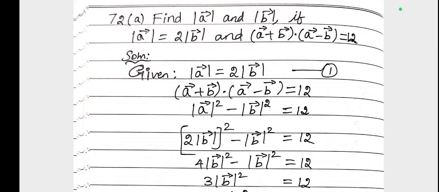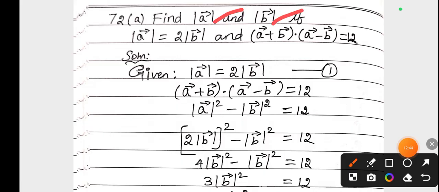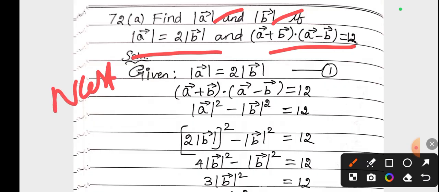Go for 72A. Magnitude of A vector and magnitude of B vector. Then magnitude of A vector equals 2 into magnitude of B vector. Children, again I'm saying, if you see only this video alone now, you may feel sir is going very fast. Okay, kindly do all the videos. First study the NCERT book. After studying the NCERT, come to the worksheet. This worksheet PDF, if you don't have it, kindly comment. We will send you the link and you can get the worksheet.